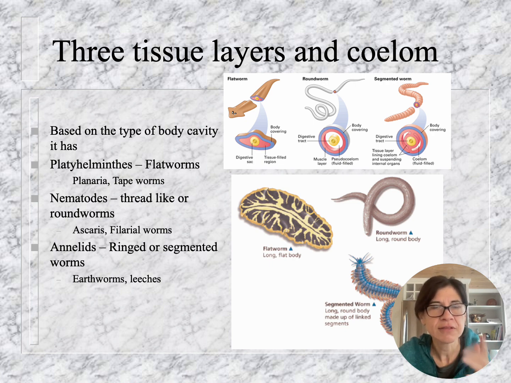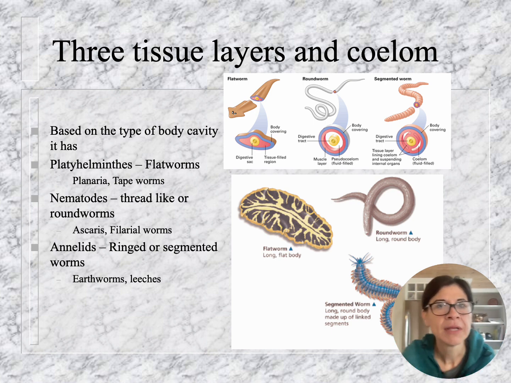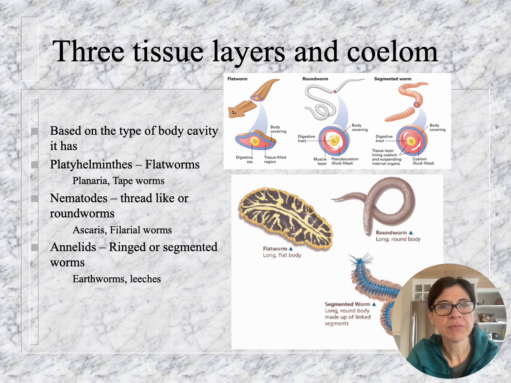Instead of like the Cnidarians just had ecto and endo, now we are talking about organisms that have 3: ecto, outer, meso, middle, endo, inside. And in addition to that, the evolution of a coelom, which is a body cavity. So a coelom means body cavity. And the 3 types of worms kind of represent the evolution of the body cavity really well. Where first we have the flatworms, the platyhelminthes, that have basically 3 tissue layers.